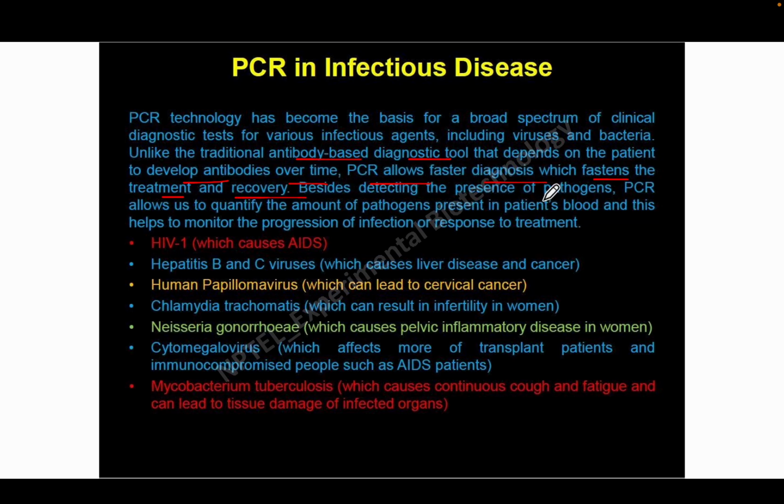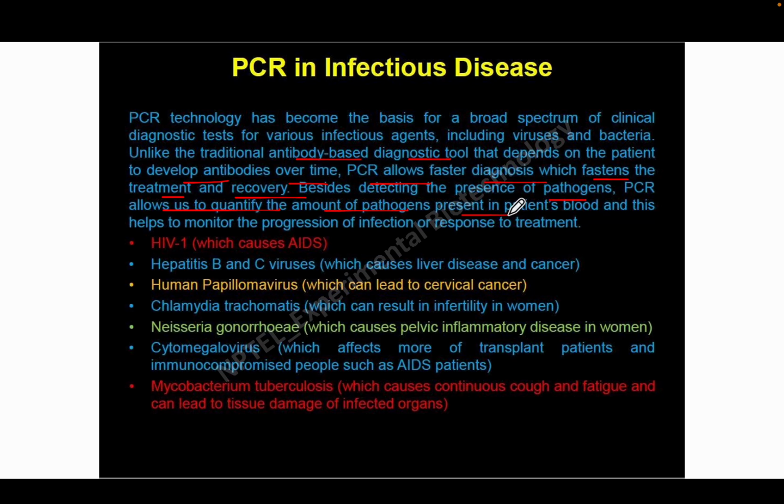Besides detecting the presence of pathogens, PCR allows us to quantify the amount of pathogens present in the patient's blood. What does it mean? If you are infected with some virus, previously you needed to wait for some time, your blood would be collected, and from the serum you would check whether antibodies against those pathogens are there. But if you want to check early, you will collect your sample, blood or saliva or whatever, and do PCR or RT-PCR.